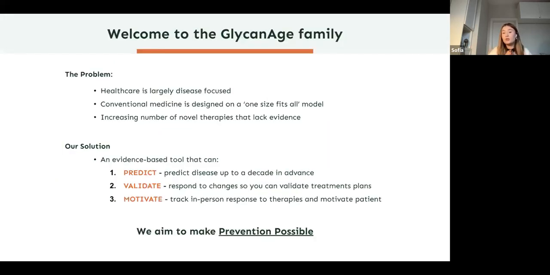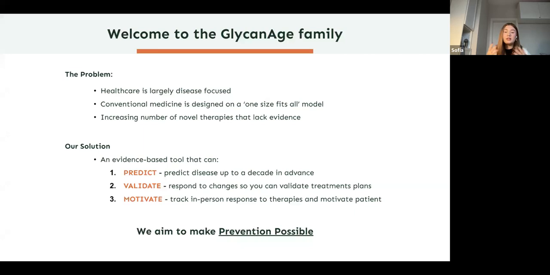So with that, we want to welcome you to the GlycanAge family. And we are happy that you're here because you've recognized the same problem that we have, and that is that healthcare is largely disease-focused. We also see that you understand that conventional medicine is designed on a one-size-fits-all model, and we know that there is no standard human. And we also see that there is an increasing number of novel therapies that lack evidence. And you probably noticed this in your practice too.